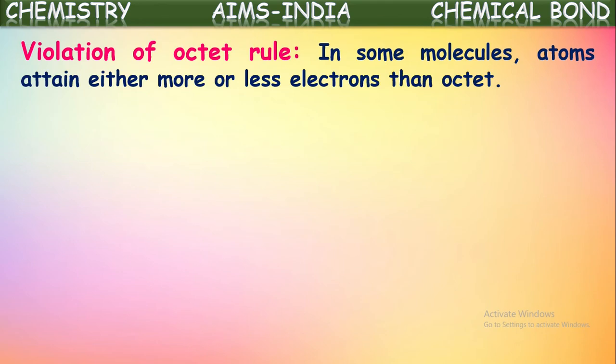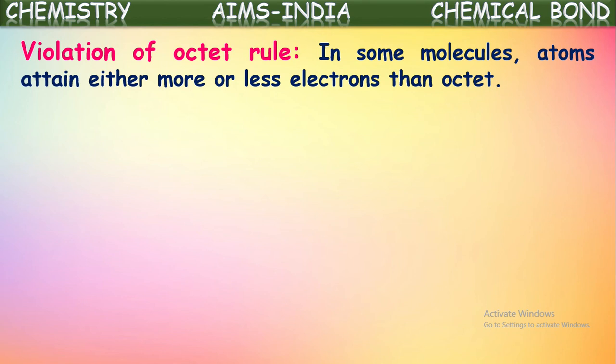Next, one more concept let us see here. Violation of octet. Yes, actually the elements participate in the bond formation for getting octet configuration in their valence shell, and thus they become stable like noble gases. Isn't it? For this purpose only, all the elements will try to participate in the bond formation.